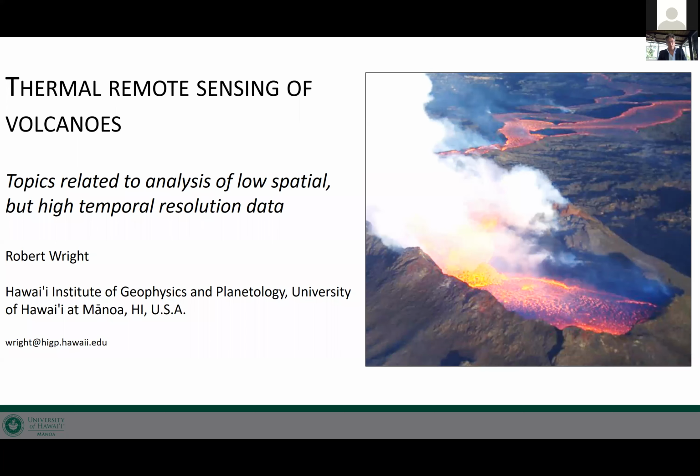So instead, we had to use low spatial but high temporal resolution data like GOES, AVHRR, ATSR, MODIS, VIIRS, and into the future VIIRS.